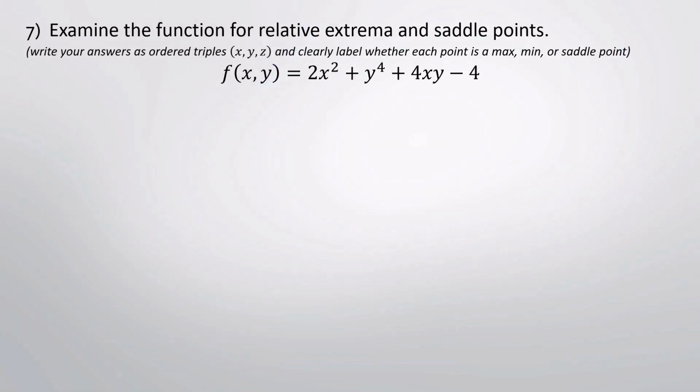On to questions 7 and 8. So 7 and 8 are now actually wanting us to identify the extrema or saddle points for these multivariable functions or 3D graphs. So here it does give us a little bit of extra info. It does want us to specifically answer in the end as ordered triples, so just take note of that. And then also we need to make a clear label of whether it's a max, min, or a saddle point. Really for saddle point, SP is going to be fine enough for me.